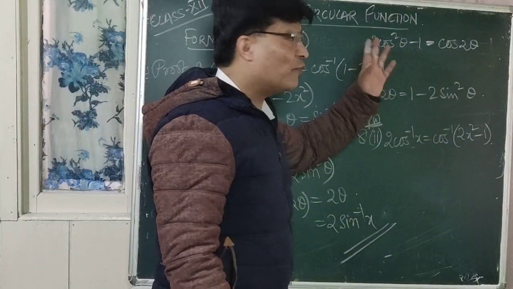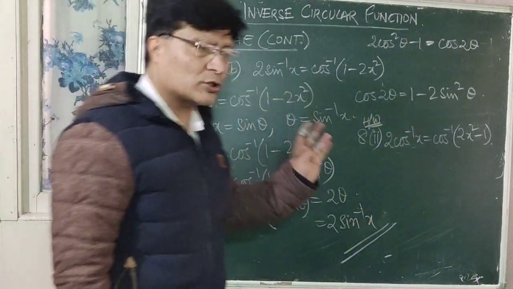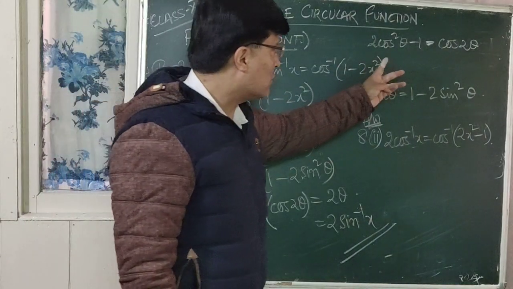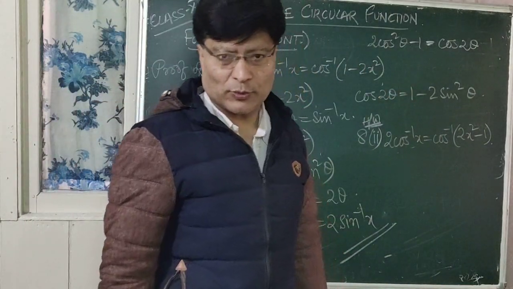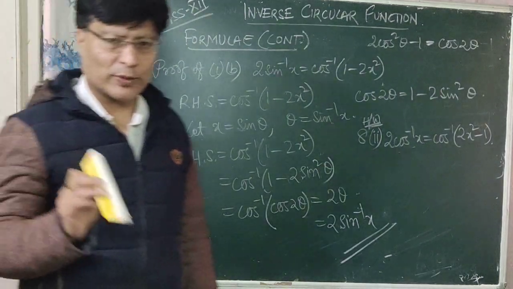There are 3 formulas for cos 2 theta in multiple angles. Cos 2 theta is equal to 1 minus 2 sine square theta. Cos 2 theta is equal to 2 cos square theta minus 1. Or it may be cos 2 theta is equal to cos square theta minus sine square theta.